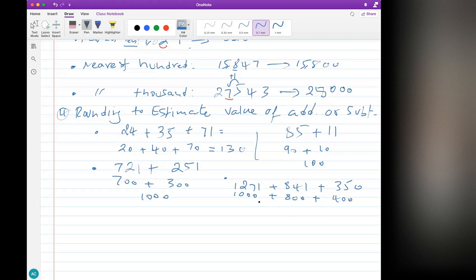And this one? 400. And these can then be added, either do a column and add them, or you can just estimate them from here. What is the total of this? If you look at it, 1,000 and 800 and 400. You may want to start from these two. What's 800 and 400? 1,200. Add another 1,000 to that. So 2,200.